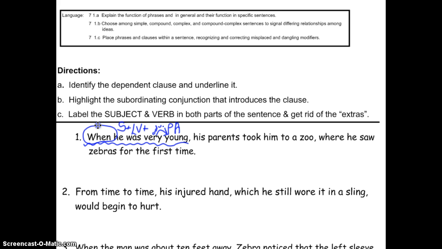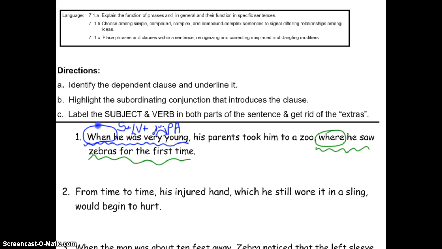Now, if you have colored pens or colored pencils or something, you want to use a different color. I'm going to switch to a different color for a second dependent clause. So who sees the other subordinating conjunction that shows us where we have another dependent clause? We had when he was very young, not a complete sentence by itself. Where's the other one? Andrew? Where. And Jacob, if where is our subordinating conjunction, what's the dependent clause? Keep going. Okay, we go all the way to the rest of that sentence, wherever that phrasing ends, where he saw zebras for the first time.